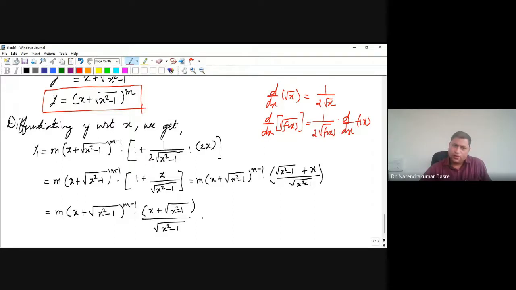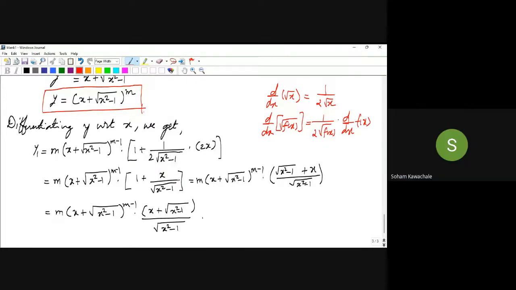1 plus this x I am writing here. So it is going to be x upon root of x square minus 1. Is that okay? Yes, sir. Understood. Got it? Yes, sir. Okay. Good.